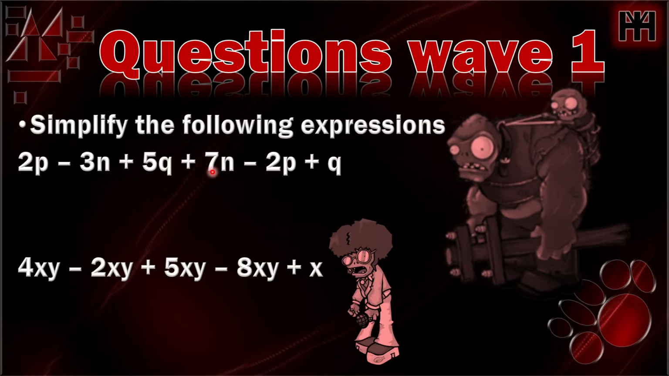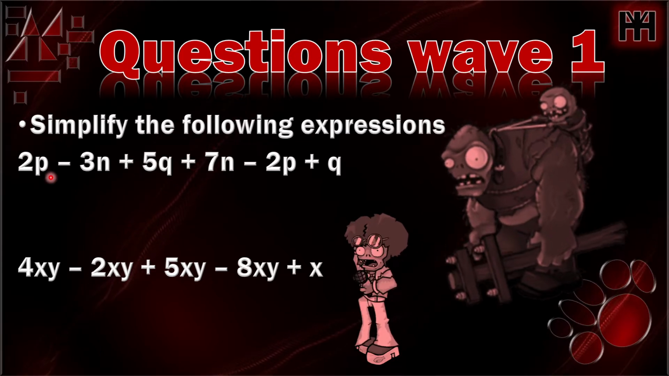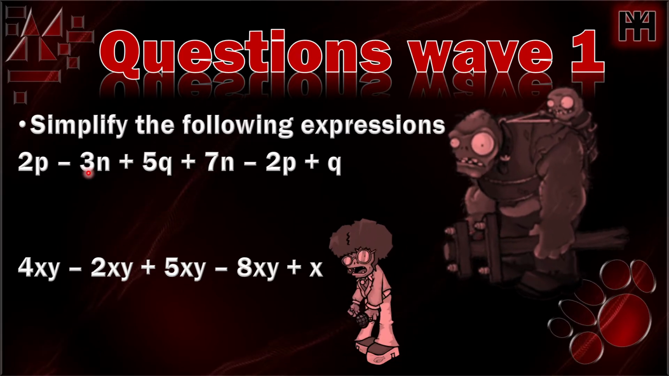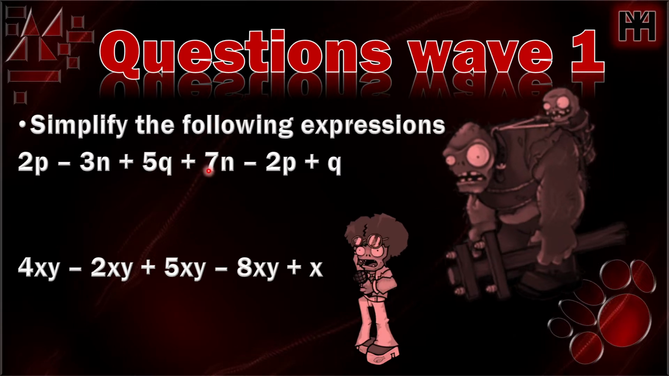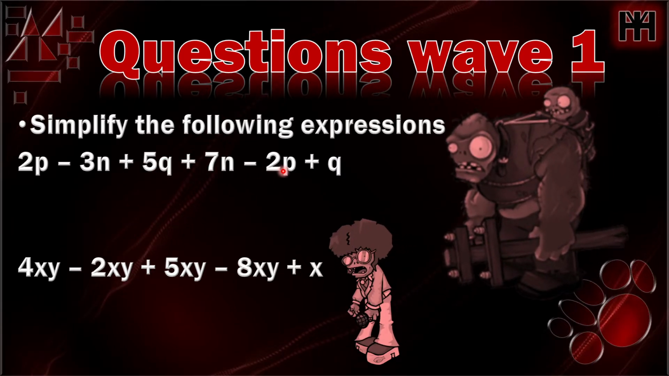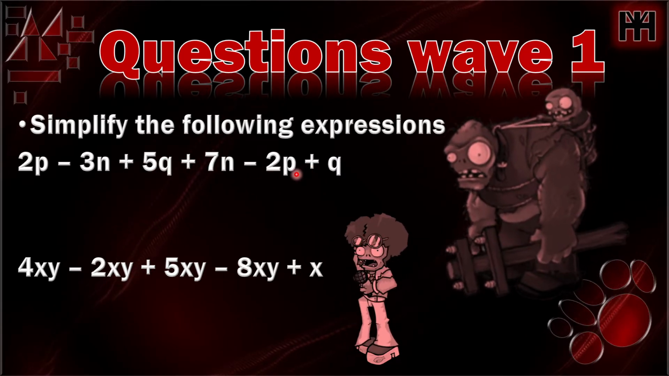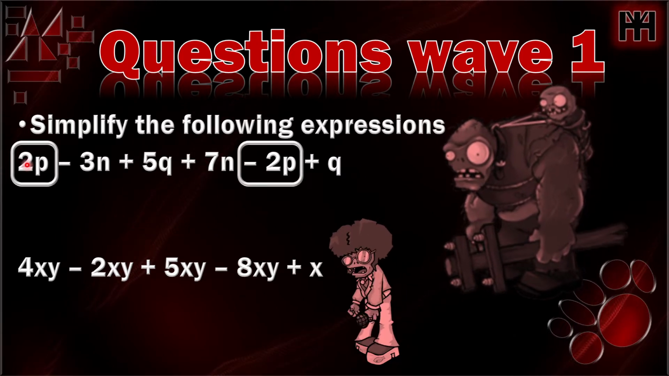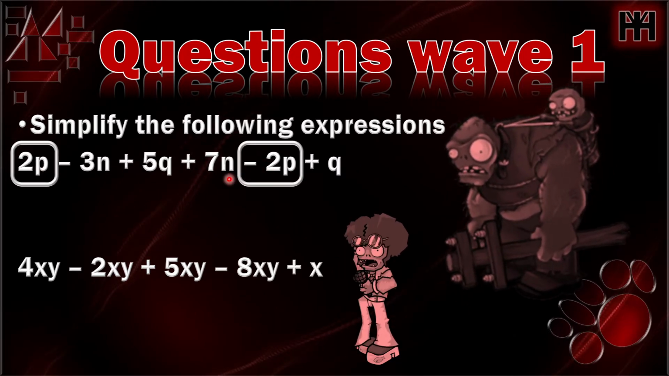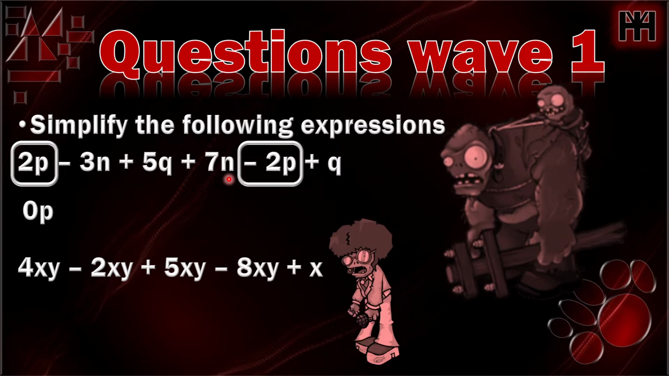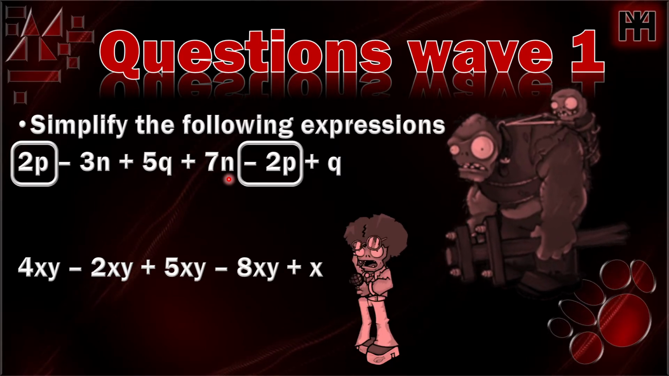Okay, simplify the following expressions. We have 2p minus 3n plus 5q plus 7n minus 2p plus q. Okay, we will gather the like terms here. We have 2p and negative 2p. They will cancel out each other, so we will have 0p. We don't even have to write it.